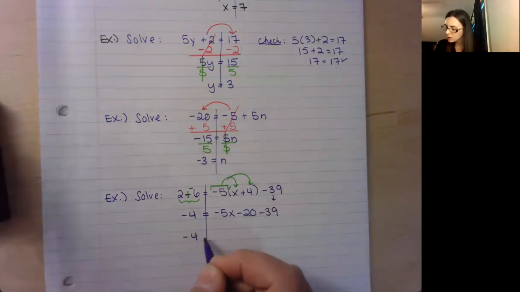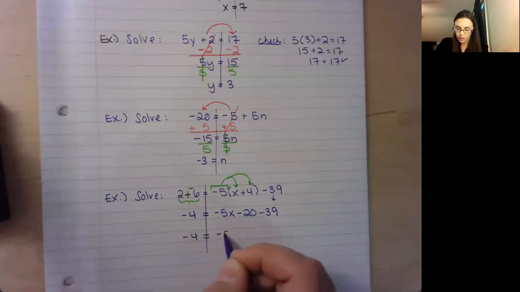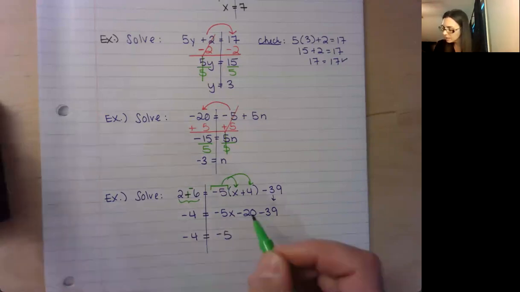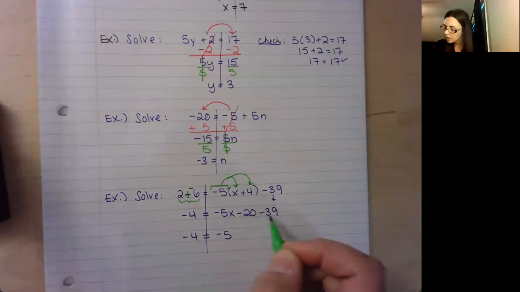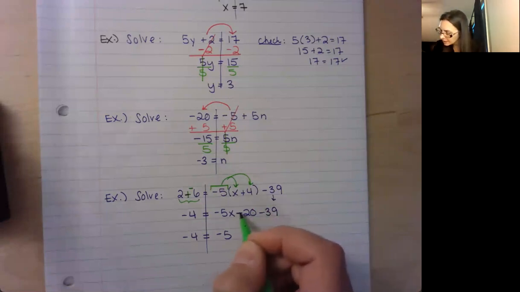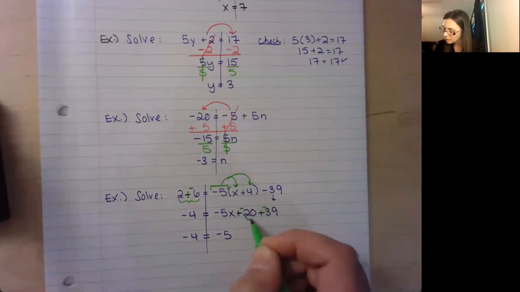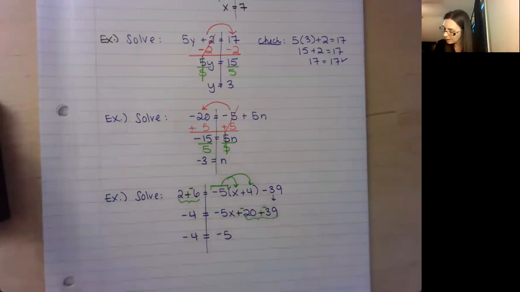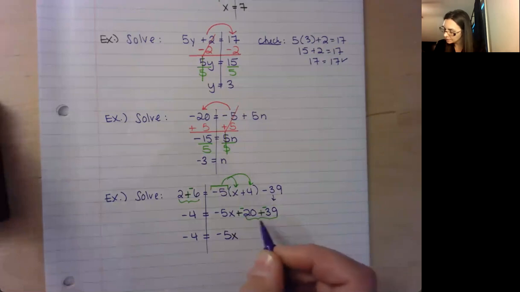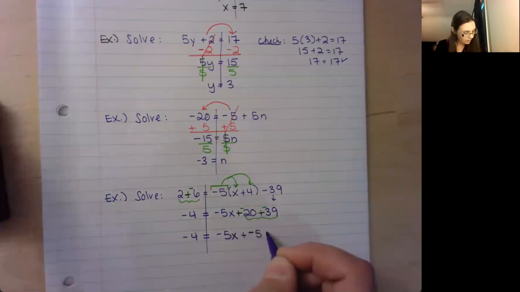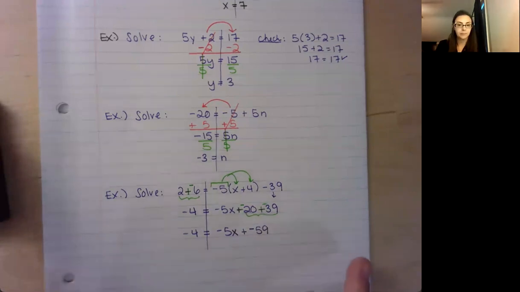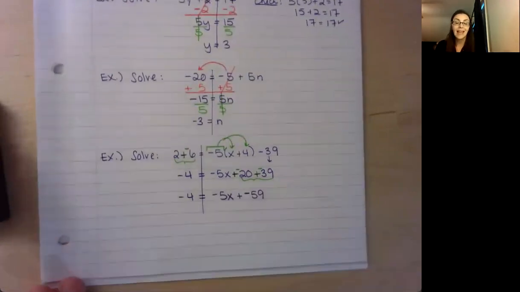Now the left side has nothing to do, but the right side still has some work. I still see like terms here that I can combine. So this is a plus -20 and a plus -39. So if I add those, oh sorry, I forgot my x. If I add those together, I have a plus -59. Okay, now I look again and I can't see anything else. So I've kind of cleaned up everything I can.